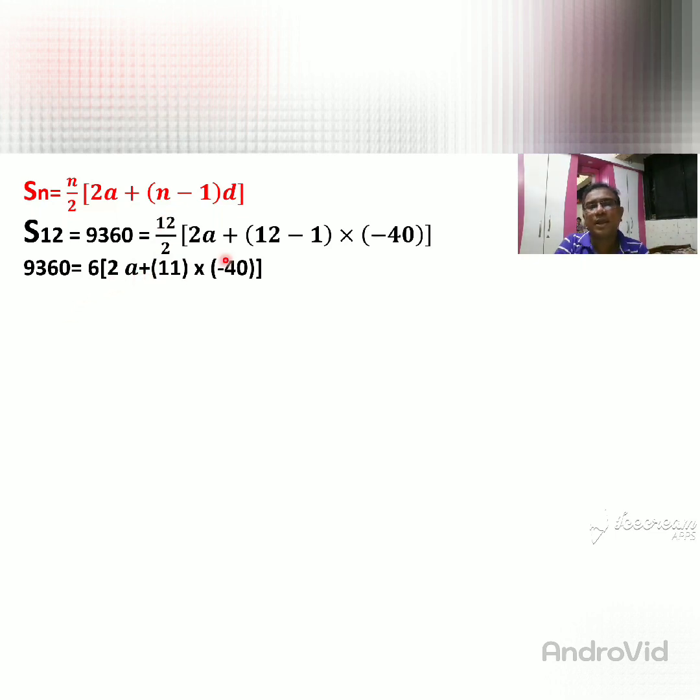Plus 12 minus 1. 12 minus 1, what remains? 11. So here it is 11. The multiplication sign remains as it is, then minus 40.